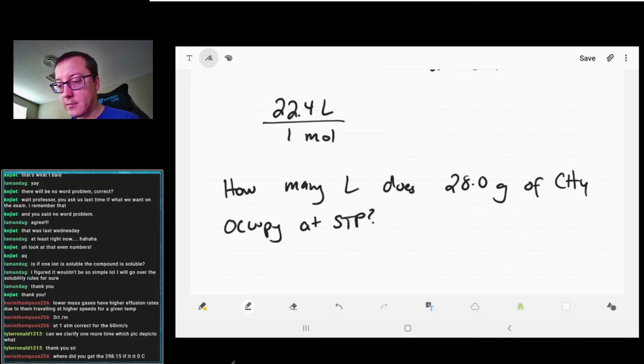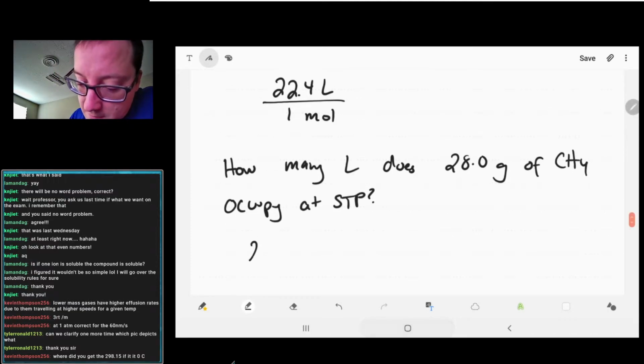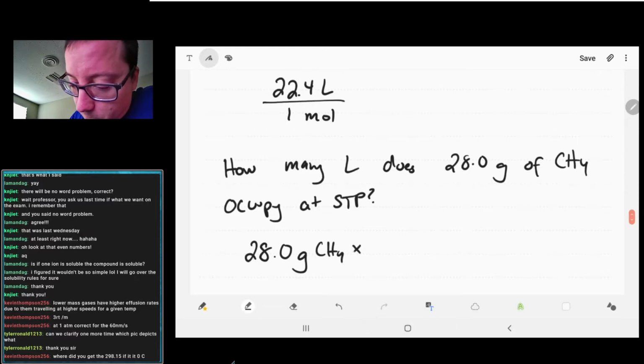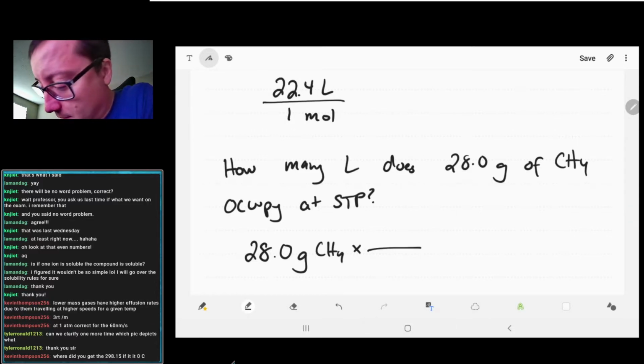So this is basically a shortcut. We could totally plug all this into the ideal gas law, we would get our answer, and we're done. However, this is just a little shortcut. We can get rid of temperature and pressure and do things a bit more quickly. So we would set this up. We would use, of course, our molar mass, which is going to be 16.04.